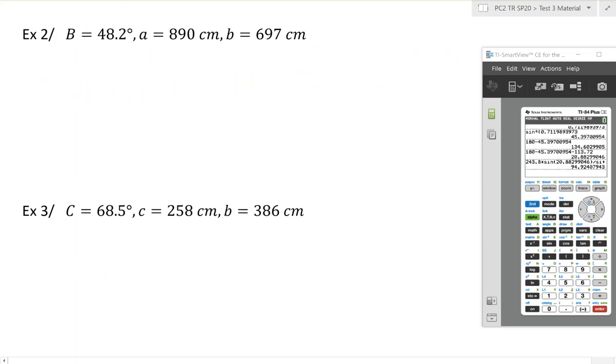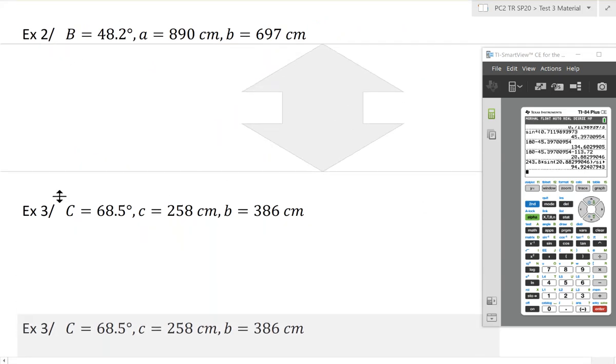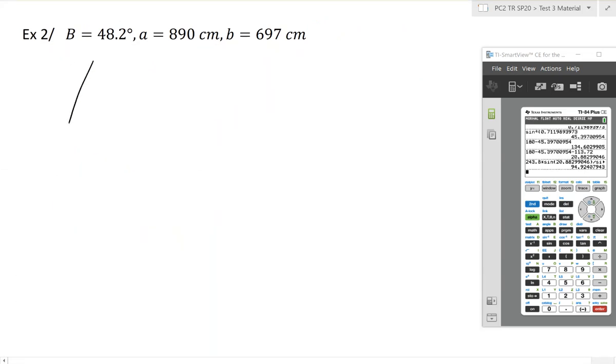All right, let's see what we can do with this one. I've got an angle B and sides A and B. Again, the scale doesn't matter all that much. This is B, 48.2 degrees. Little b is across from it at 697 centimeters. And this is big A, so this will be our little a of 890.